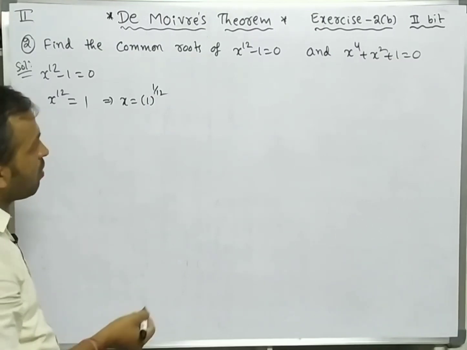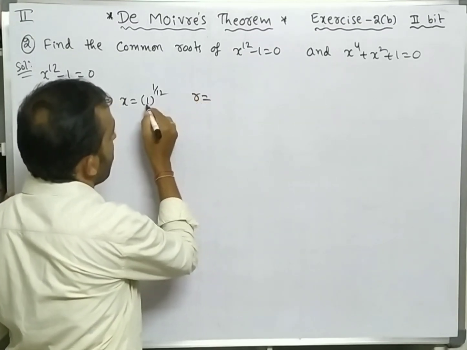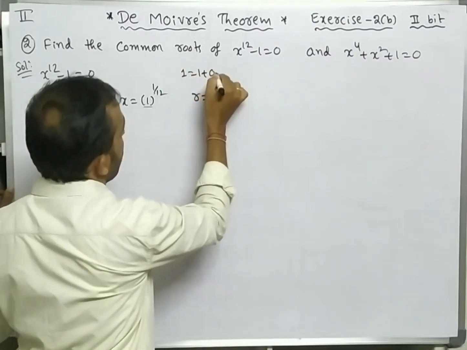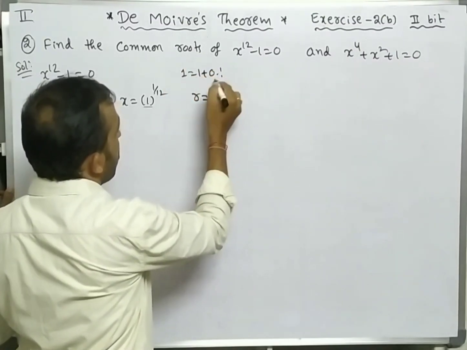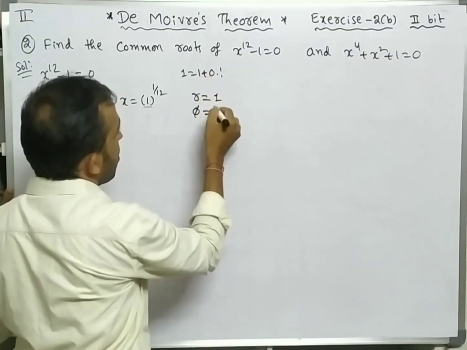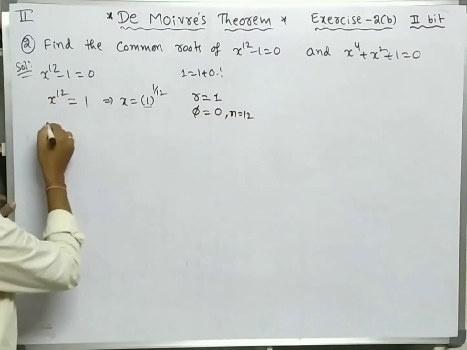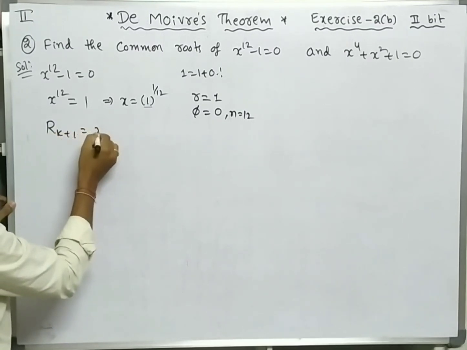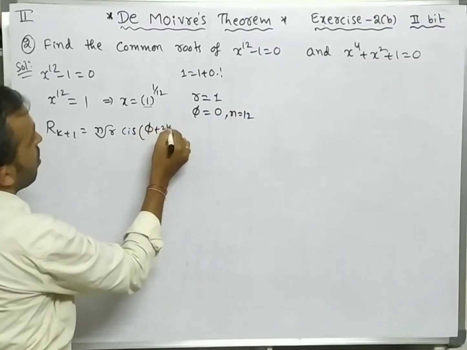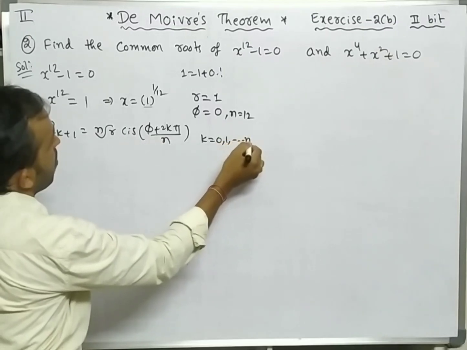For the 12th root of unity, what is the r value? The complex number is 1, that is 1 plus 0 i. The modulus of this is 1, and the argument theta is tan inverse 0 by 1, which means 0, and the n value is 12. So the roots formula is nth root of r cis of theta plus 2k pi by n, where k runs from 0 to n minus 1.